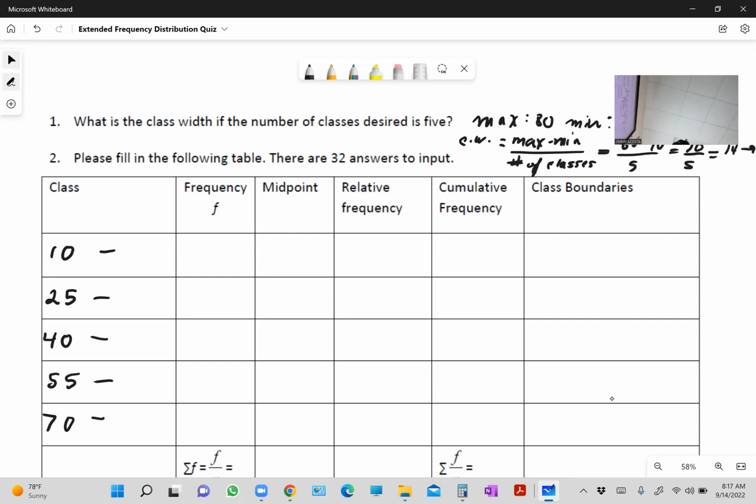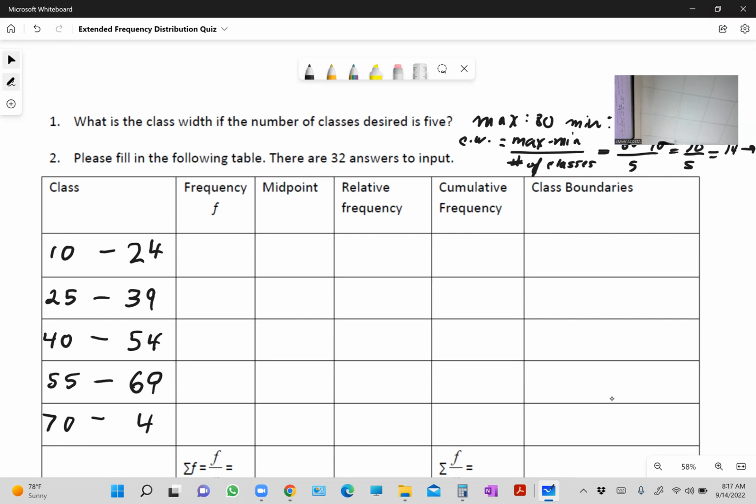Now, what's 1 less than 25? And here we have the first upper class limit of the first class. And so now what's 24 plus 15? It should be 39. Or you just remember 1 less than 40. 1 less than 55 is 54. 1 less than 70 is 69. What's 69 plus 15 going to be? 84. Did we cover all the numbers?